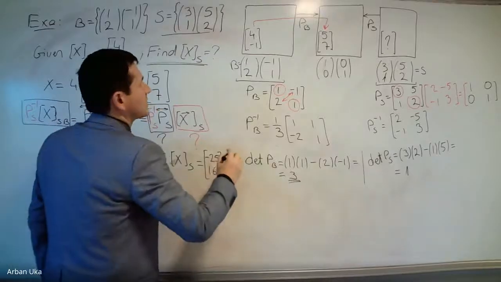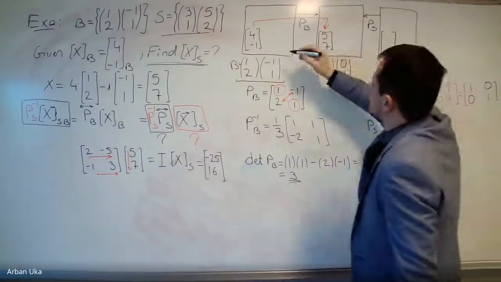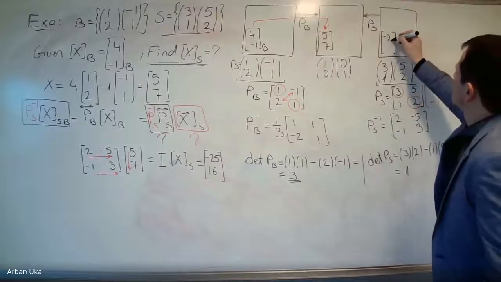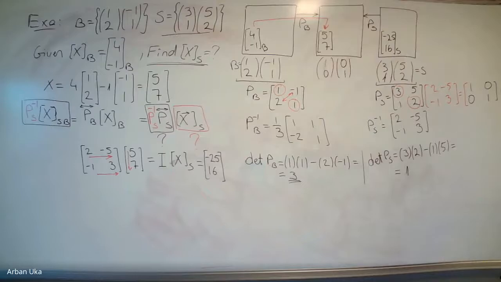Okay, so here we get that this vector, so this is according to the basis B, and this is according to the basis S, minus 25, 16, according to the vector S, okay? So this is the answer.